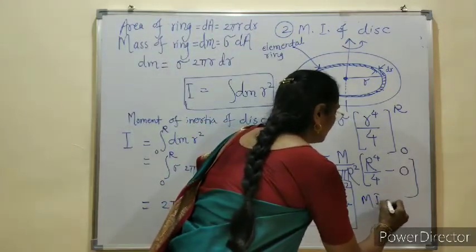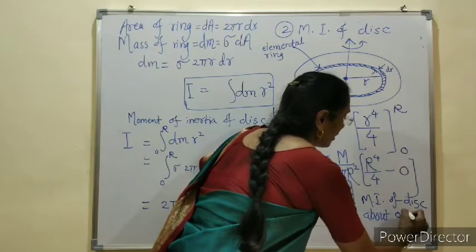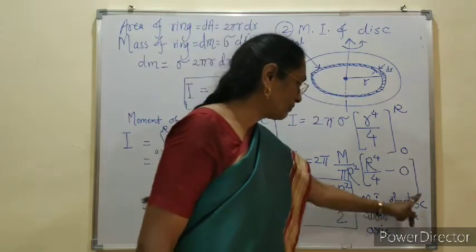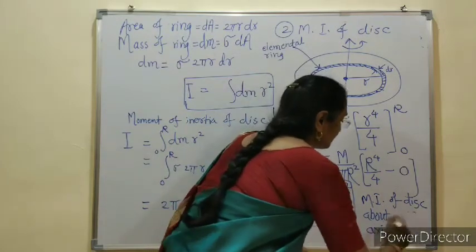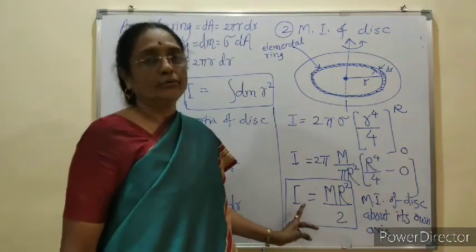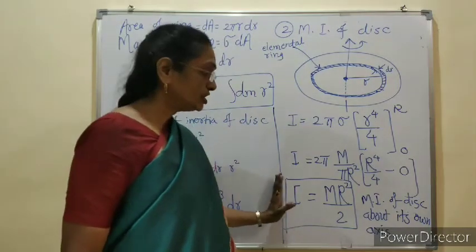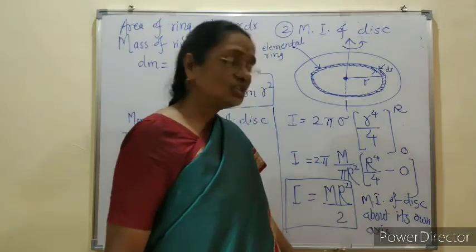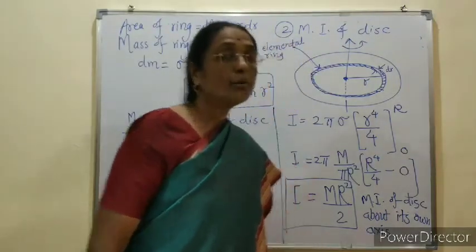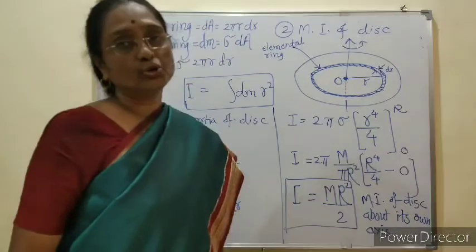We write here moment of inertia of disk. Here you every time have to describe the axis. Here moment of inertia about its own axis. So when we write about the moment of inertia and rotational motion, always we have to describe the axis, where the axis is. Here this moment of inertia we have derived about its own axis, means the axis passing through its center and perpendicular to its plane.